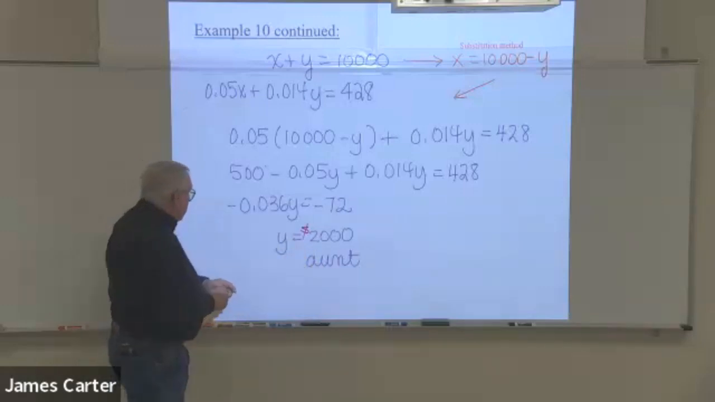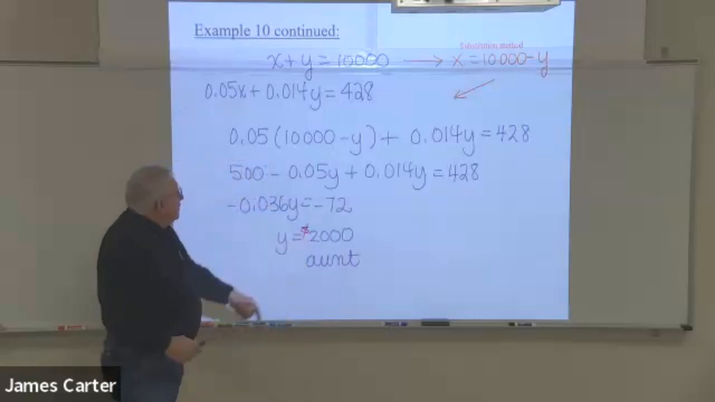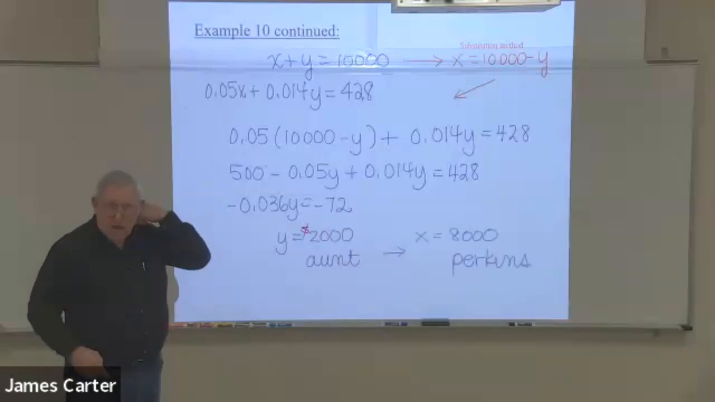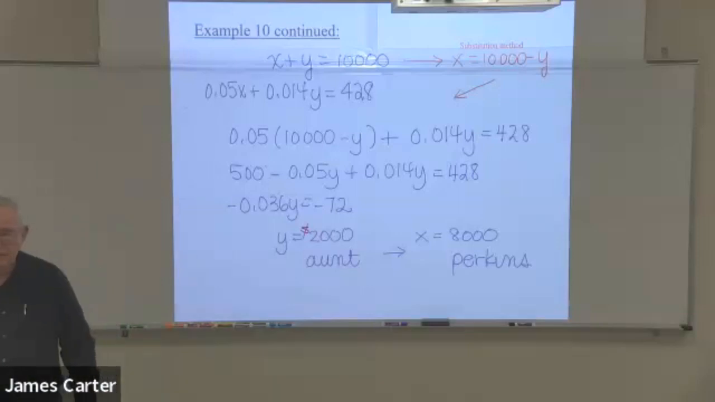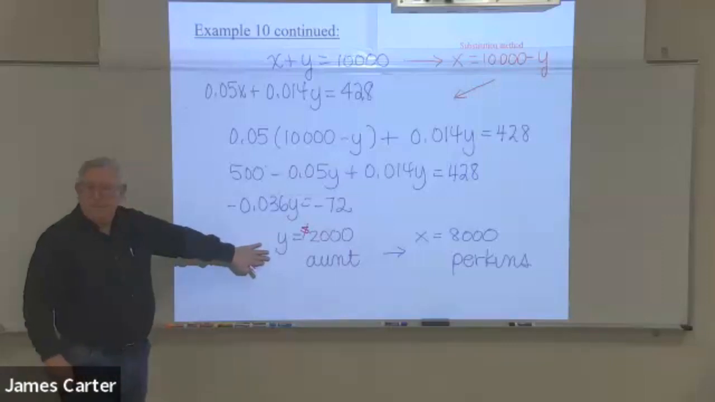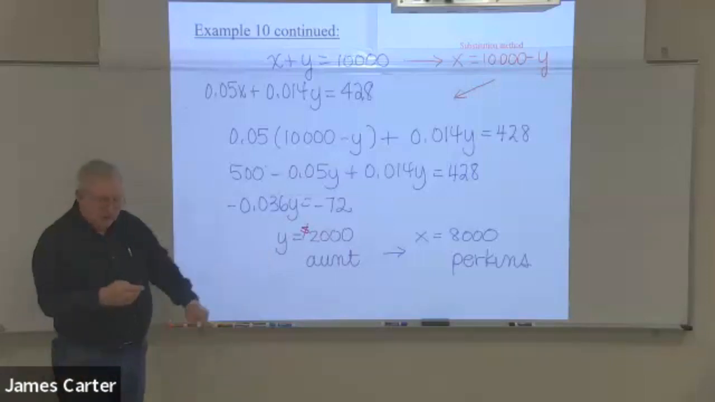Now, once we got that 2,000, it's easy to take this equation or that one and substitute in the $2,000 and figure out that he got 8,000 from Perkins. And that's your two answers that you need to have. And you would need a dollar sign on that unless you use the label that I had back at the beginning. Questions on this problem?